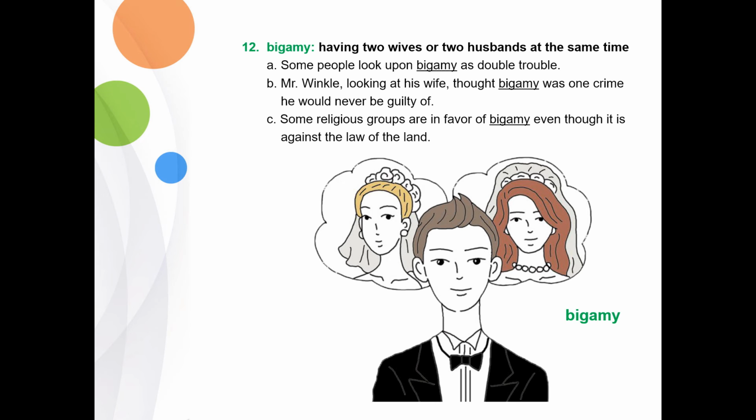Bigamy. Bigamy means having two wives or two husbands at the same time. Examples. Number 1. Some people look upon bigamy as double trouble. Number 2. Mr. Winkle, looking at his wife, thought bigamy was one crime he would never be guilty of. Number 3. Some religious groups are in favor of bigamy, even though it is against the law of the land.